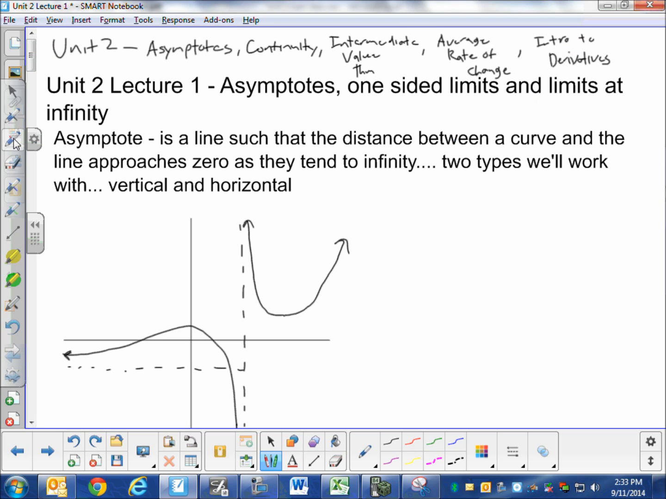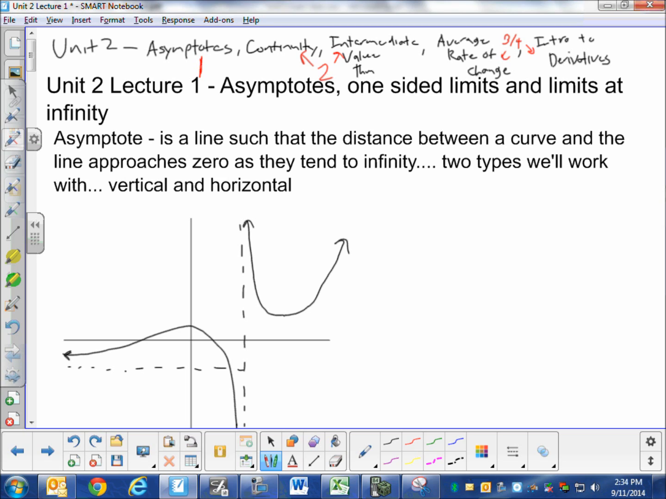Four days of lessons, one review day, one test day. Test is 2 Wednesdays from today, or 2 Thursdays from today. Day 1 will be asymptotes, that's what we're doing today. Day 2 will be continuity and the intermediate value theorem. Day 3 and day 4 will be average rate of change and introduction to derivatives, kind of combined.